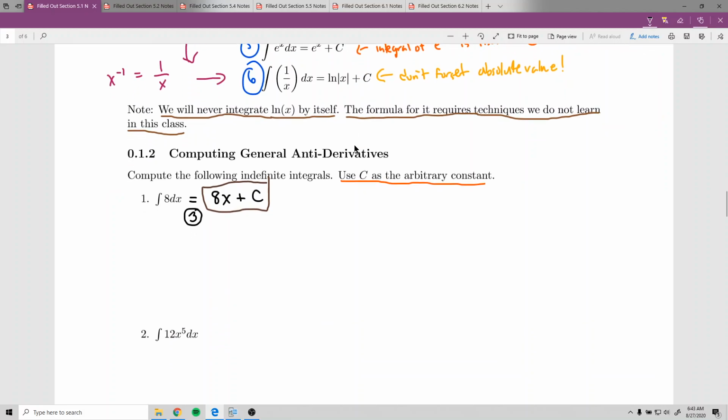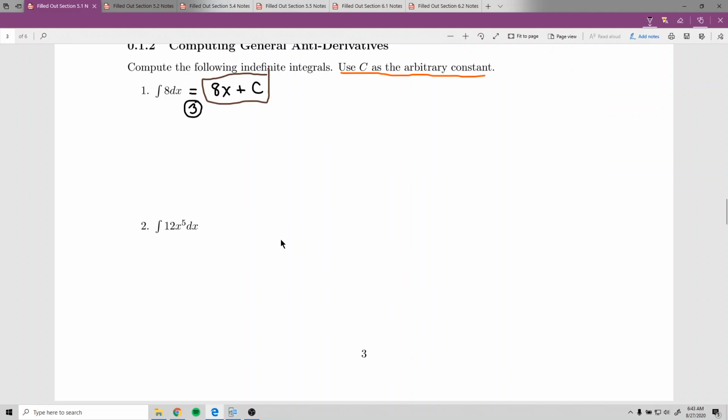Right, but that's it. There's nothing else there. It's like when we do the derivative of a number and we get 0, it's just 0 and then you're done. Same thing here. Right, number 2.